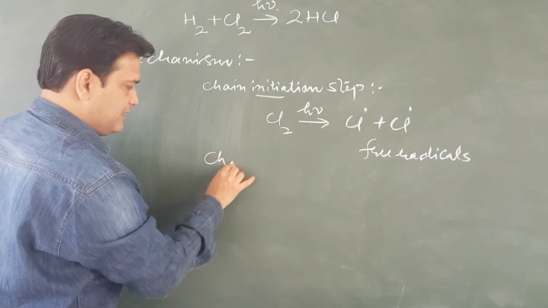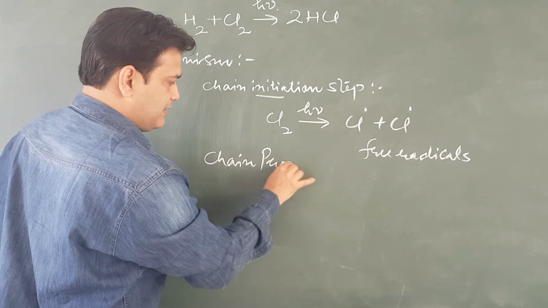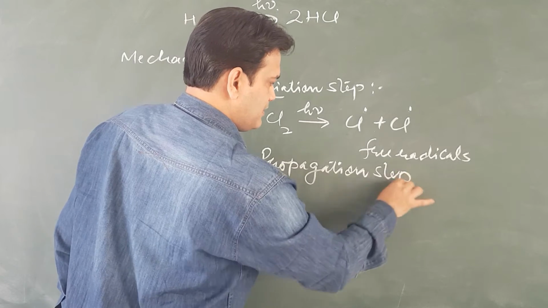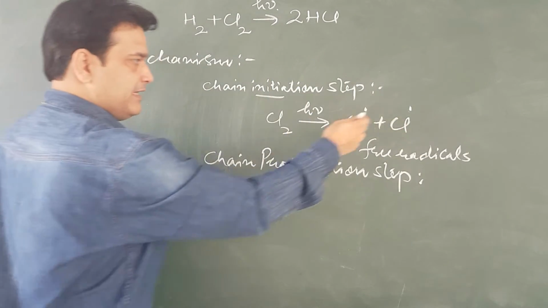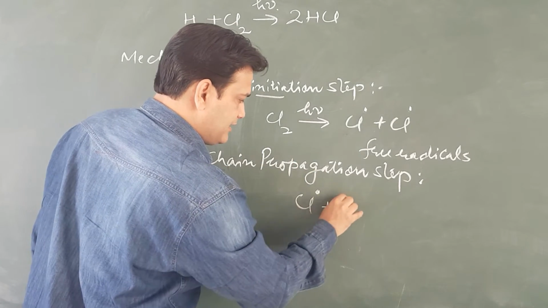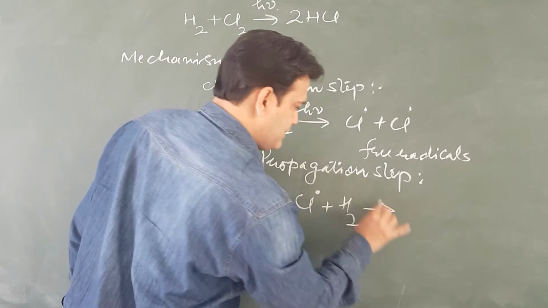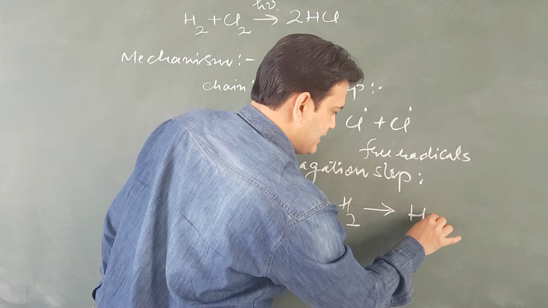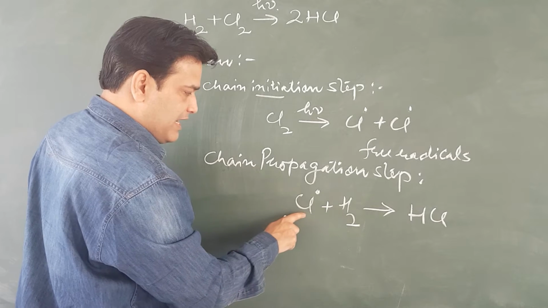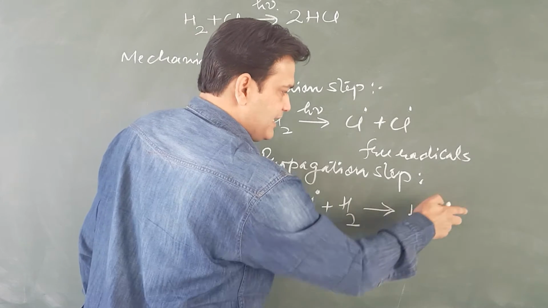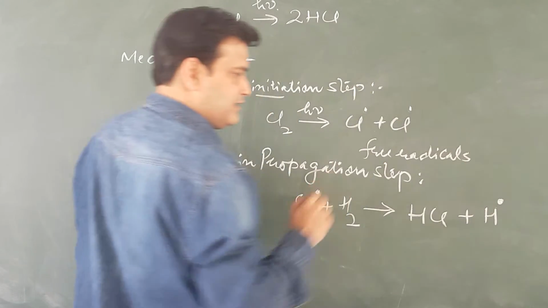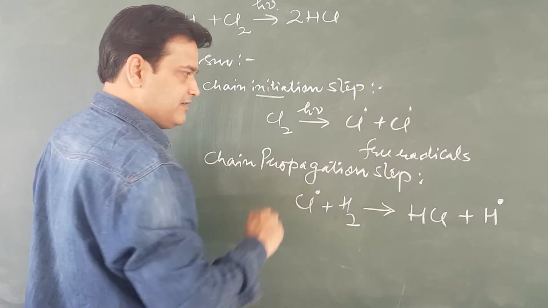Then the chain propagation step takes place. This free radical is unstable. It reacts with hydrogen gas and then HCl is formed. One H dot will come from H2 and that will combine with Cl, and HCl is formed, and what is the remaining? H free radical. This is the chain propagation.